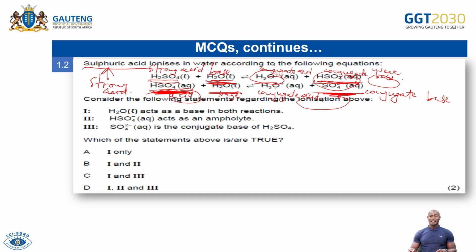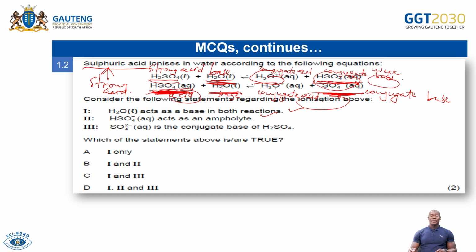So we have Roman figure 1. Consider the following statements regarding the ionization above. H2O acts as a base in both reactions. Is it correct or not? Yes, it is correct. It is acting as a base in both reactions. Hydrogen sulfate ion acts as an ampholyte. Is it true? Yes. In the first equation, it is acting as a base, but in the second equation, it is acting as an acid. A substance that can act as either a base or an acid, we call it an ampholyte. So it is also correct.